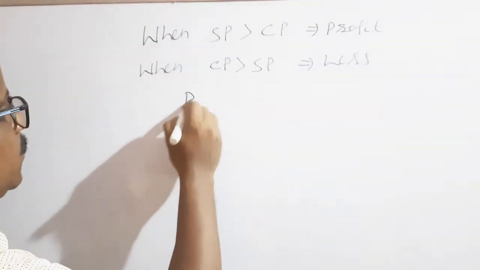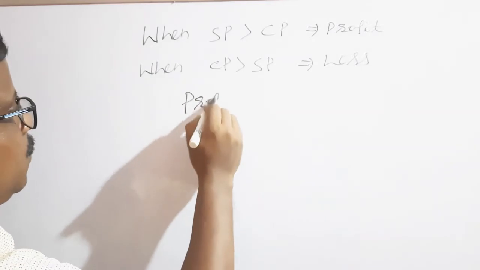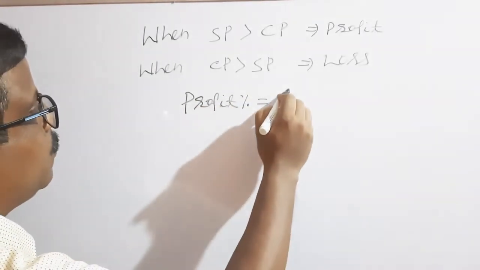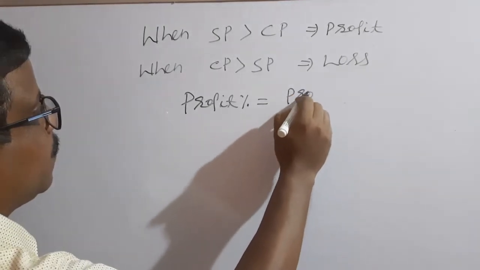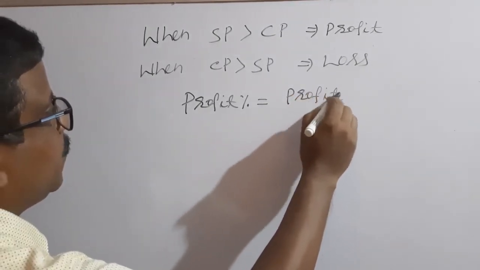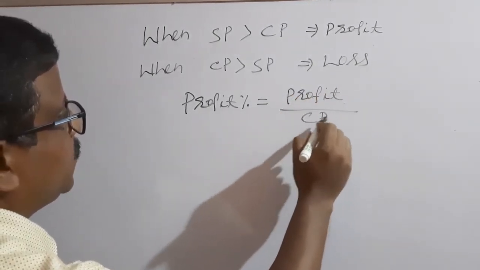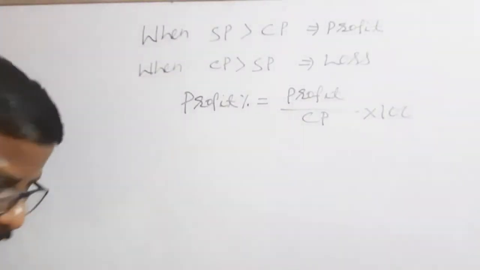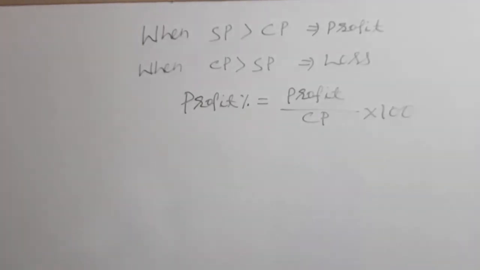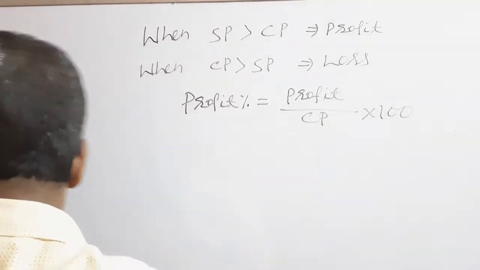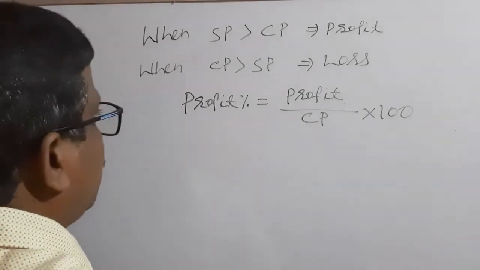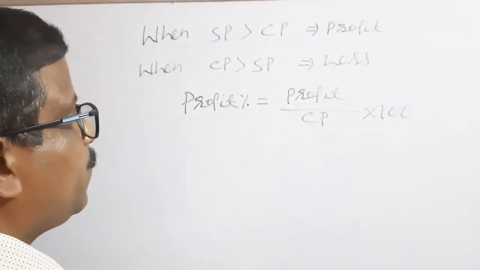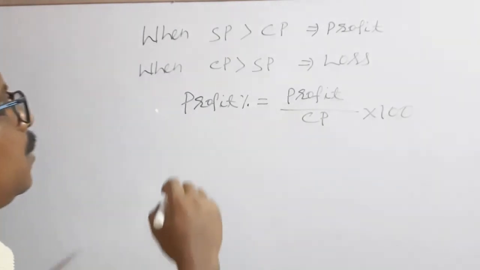So when you get profit, how will you calculate the profit percentage? Profit percentage is always calculated on CP. So profit percentage is equal to profit by CP into 100. This formula you have to remember. Understood? So to calculate the profit percentage, we have to calculate on CP.